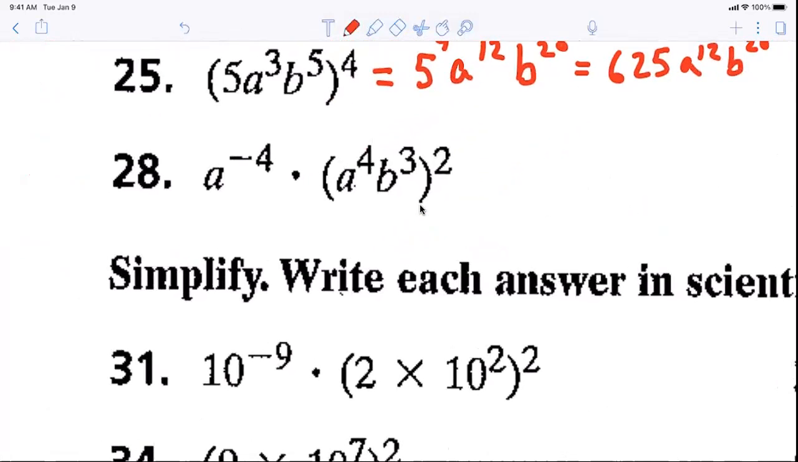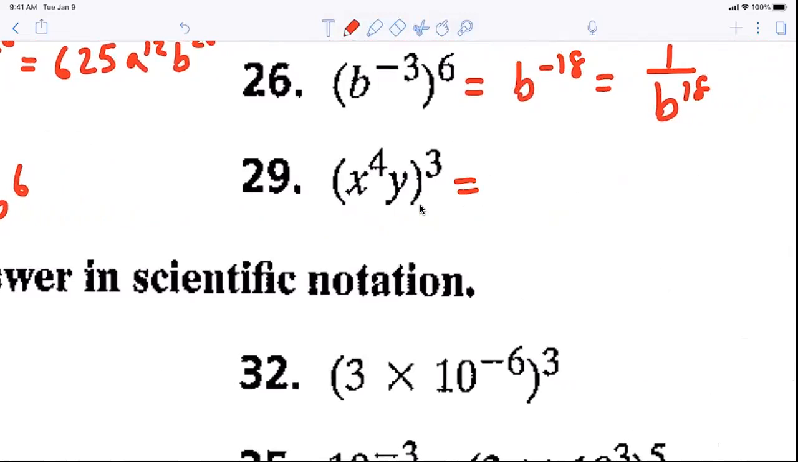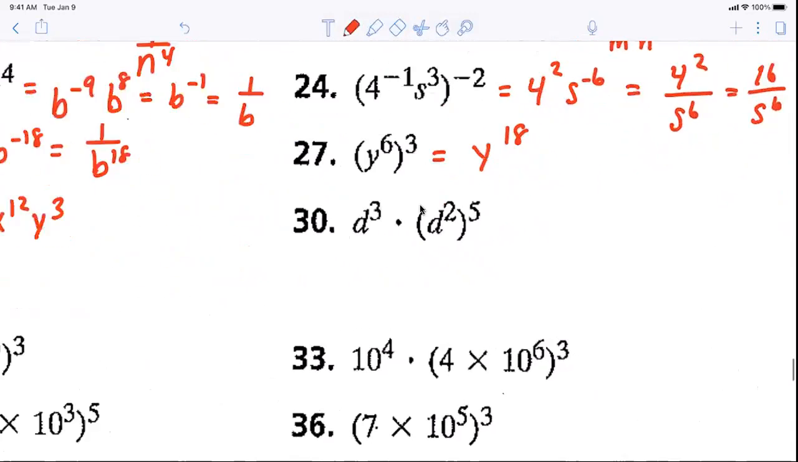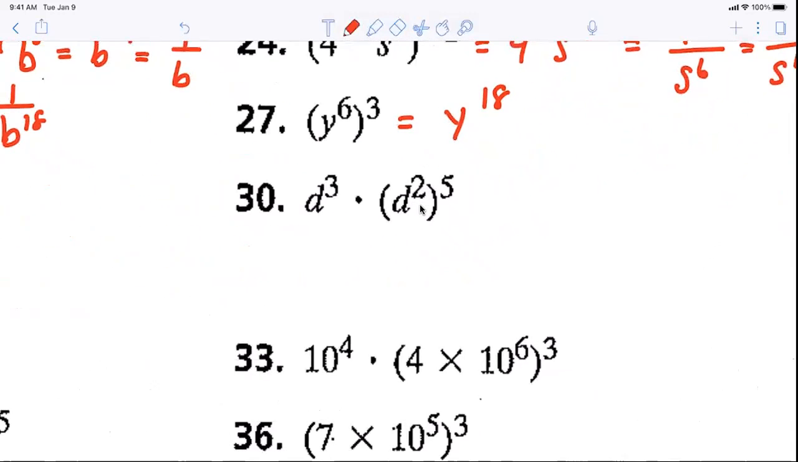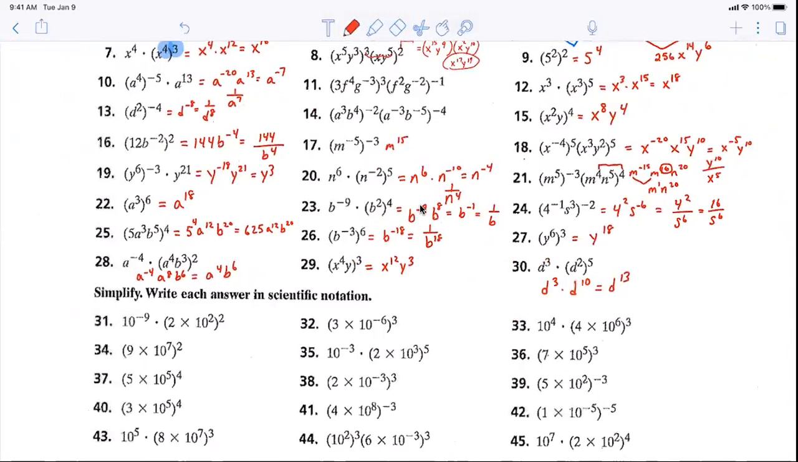All right, 28. Here we go. Okay, so it's a to the negative 4th times a to the 8th times b to the 6th, which is a to the 4th times b to the 6th. We are great. Go. x to the 12th and y to the 3rd. Very impressed. And 30. Go ahead, William. 30 is d cubed times d to the 10th, which is d to the 13th. I'm happy with you, buddy. Very, very good. All right, do I care about scientific notation? No, I don't care about that right now.